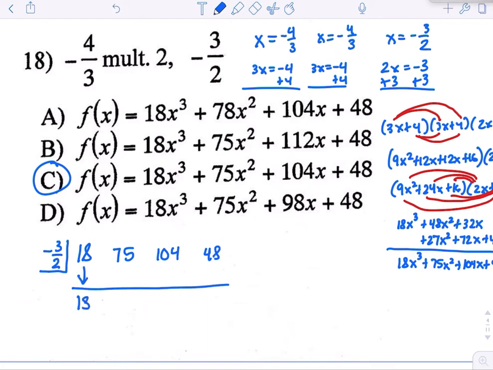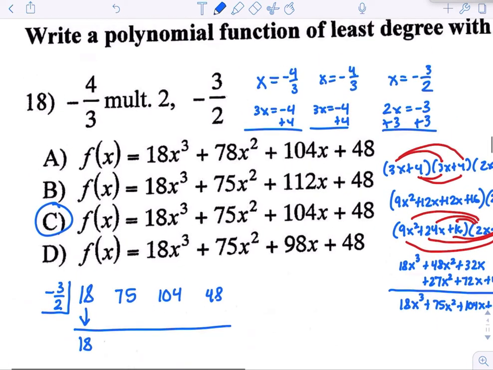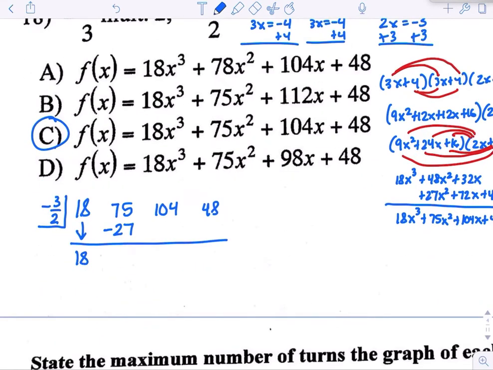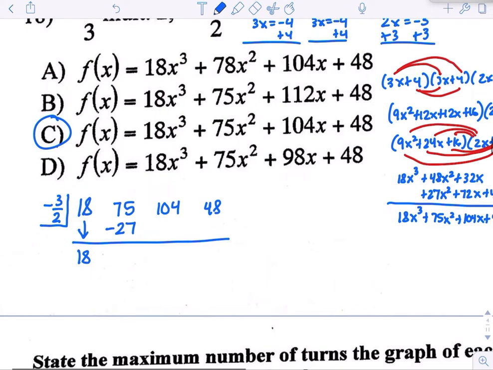Now this is where I told you guys to do MAMA, right? Multiply, add, multiply, add, multiply, add, multiply, add. Acronym MAMA. So when you guys multiply 18 times the fraction, divide first by the denominator and then multiply it by the numerator. So 18 times negative 3 halves is okay. 18 divided by 2 is 9. 9 times negative 3, negative 27. Add that and we get 48.